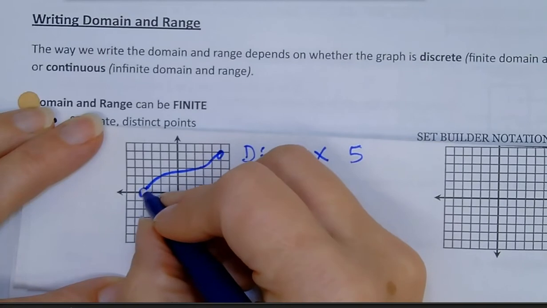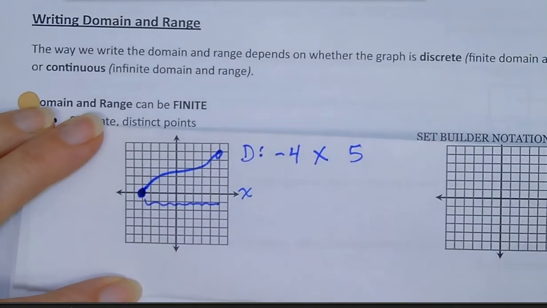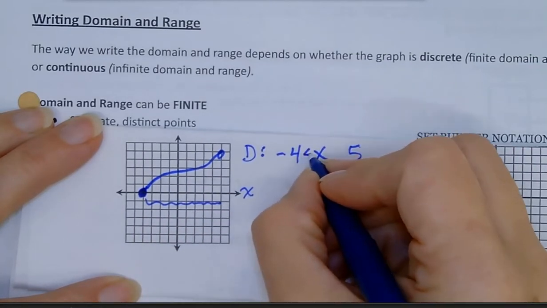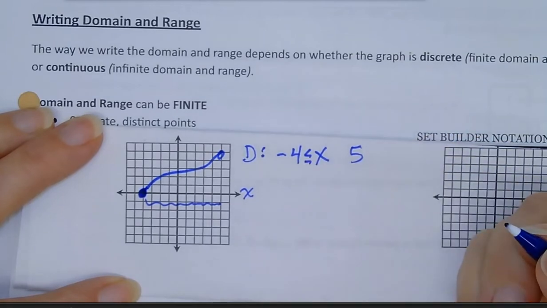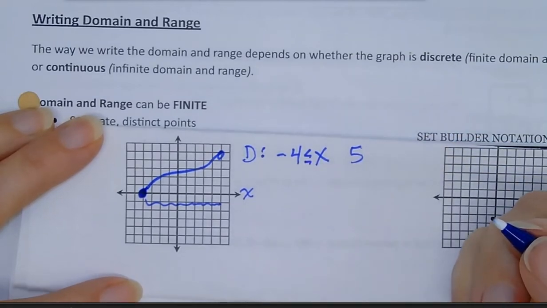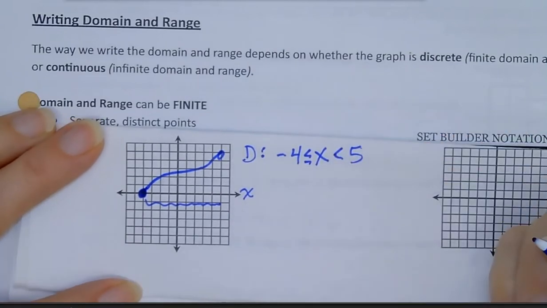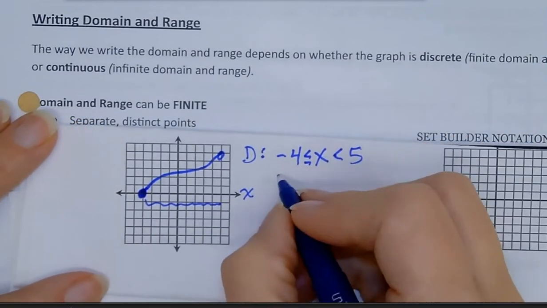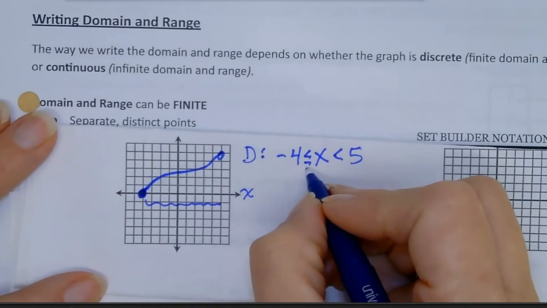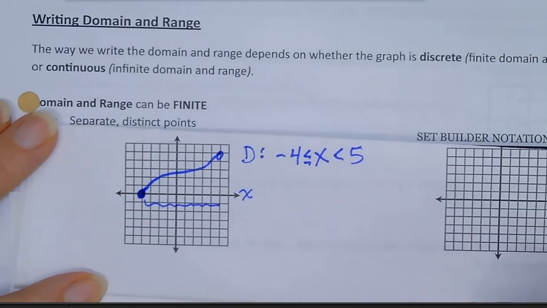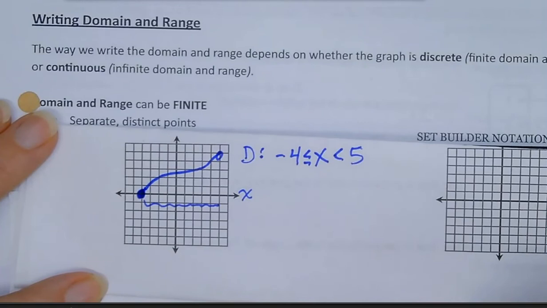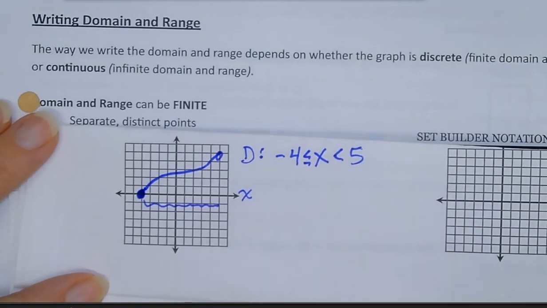Okay, I'm going to notice that I have a closed circle here and an open circle there. So -4 could actually be the value for x, right? -4 is less than or equal to x. On the other hand, x can't really be 5, so that's just going to be a less than symbol. Nope, sorry, let me say that again. -4 is less than or equal to x, which is less than 5. That's my domain. It's all about the x's.